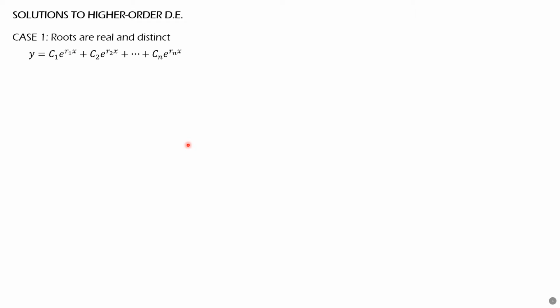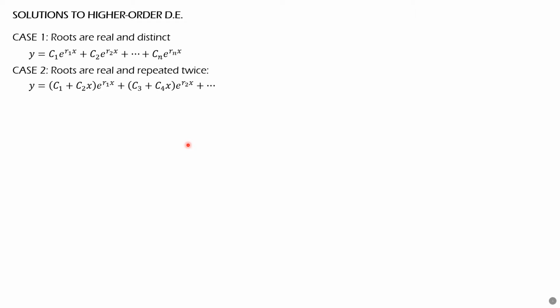Case 2, the roots are real and repeated. So let us say the roots are repeated twice and they are real. Therefore, the solution would be y equals quantity c sub 1 plus c sub 2 x closed e to the r1 x plus quantity c sub 3 plus c sub 4 x closed e to the r sub 2 x, and so on and so forth, depending on the number of repeated real roots.